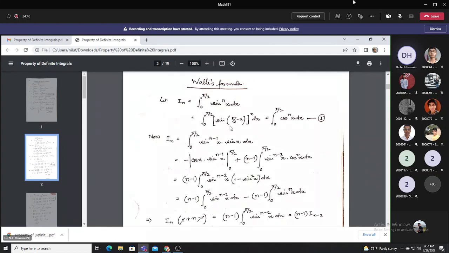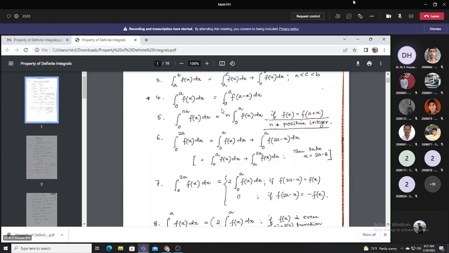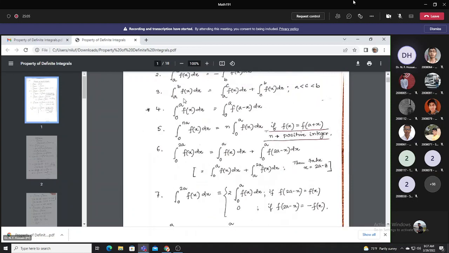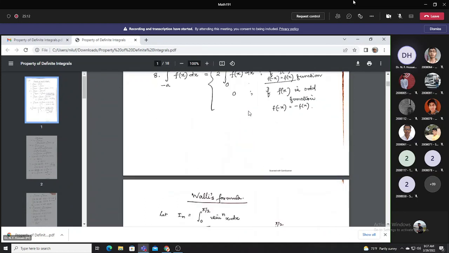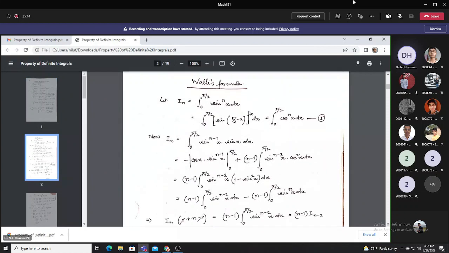Here we will do the same thing. At first you check, actually integral 0 to pi by 2 sine to the power n x dx is equal to integral 0 to pi by 2 cos to the power n x dx. How? Here the property is used. Which property? It was number 4. Yes, this property. Integral 0 to a f(x) dx equals integral 0 to a f(a minus x) dx. So if you use this property number 4 here, your 0 is 0 and in place of a you have pi by 2.